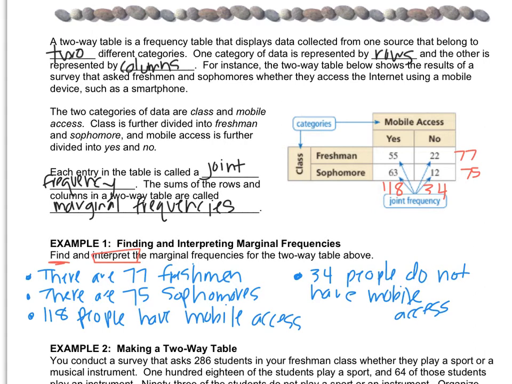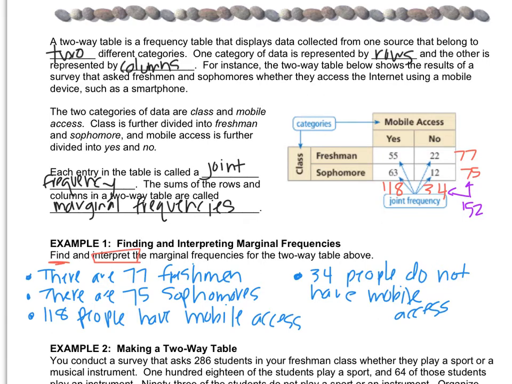One thing I forgot to tell you is that you can check to see if you did your marginal frequencies correctly, because they should add up to the same number. So if you do 77 plus 75, you get 152. And if that is the same as 118 plus 34, then you know you did it right. So there are 152 people total surveyed, and that's how the numbers divide up.